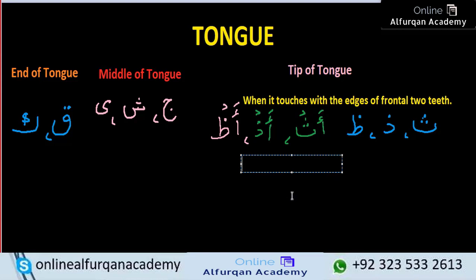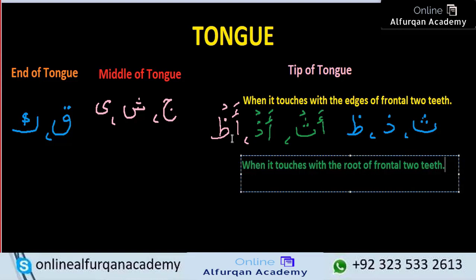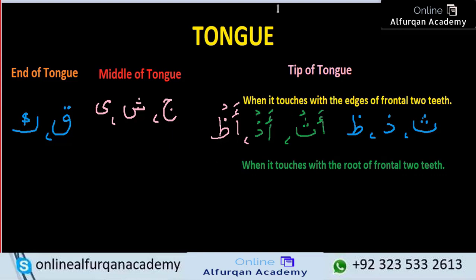Dha. Now the next we can say when tip of tongue is going to touch with the root of frontal two teeth at the back side near to gums. That time we pronounce 3 letters. These are Tha, Dal, Ta. Could you tell me where your tongue is touching? While saying Tha, tongue remains behind the teeth.